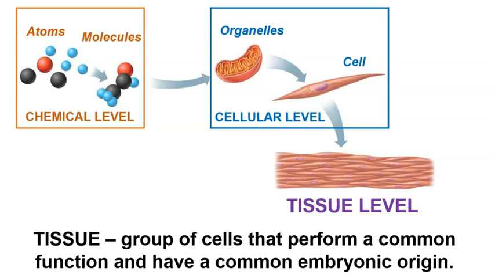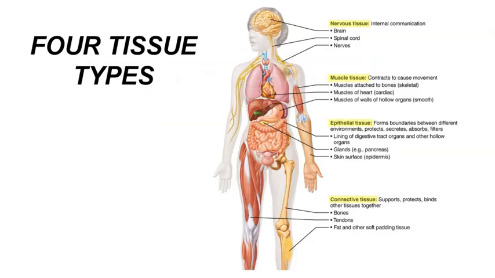And tissues are defined as groups of similar cells with a common or related function, and also have a common embryonic origin. The study of tissues is known as histology. So we see that there are 4 tissue types in the human body: nervous, muscle, epithelial, and connective tissue. We will begin with the epithelial tissues.